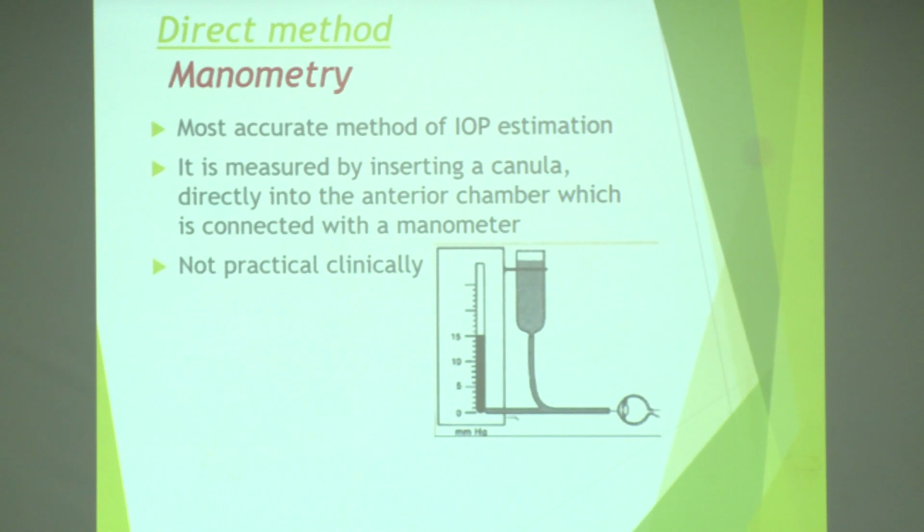This is the most accurate method of IOP estimation, manometry, but it is measured by inserting a cannula directly into the anterior chamber, which is connected with a manometer, but this is not practical clinically.